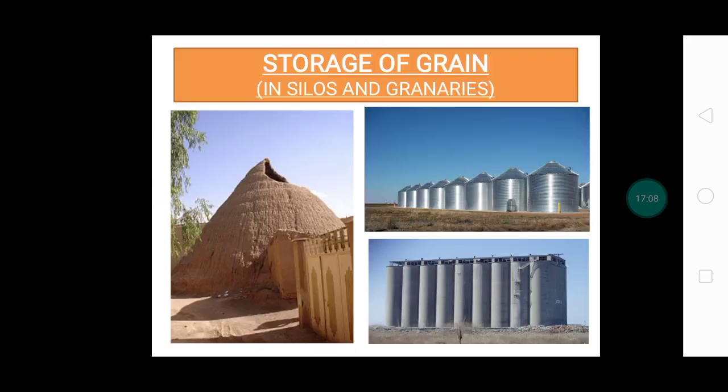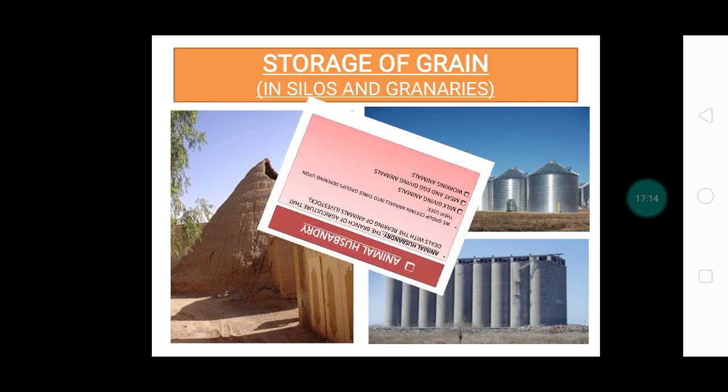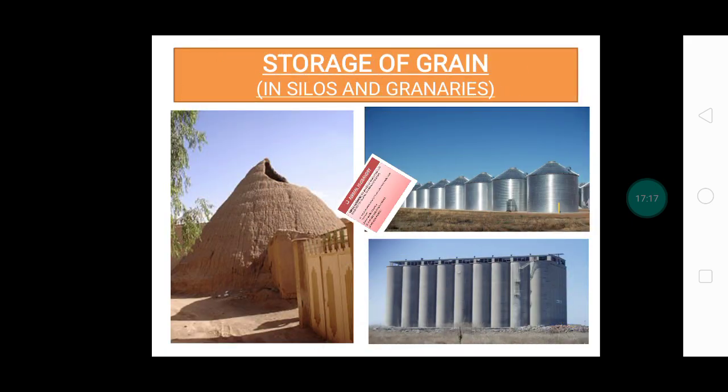Next, storage of grains. In silos, you just look at the picture, silos are there, granaries are there. So these are the places where grains are stored. But before storage, grains are sieved to remove pebbles. And storage of crop grains is of vital importance.